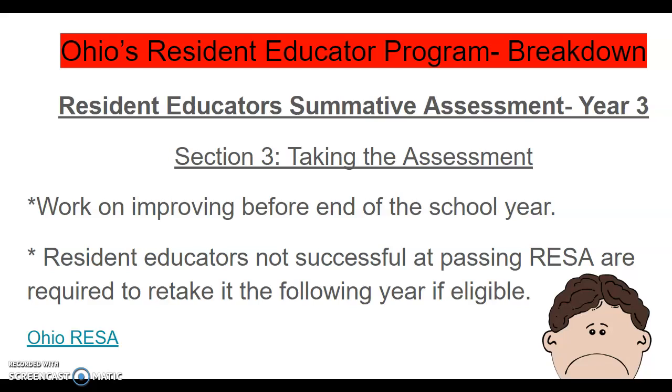If your score reports are low and need to be improved, you only have that current school year to improve your scores. If you're unable to pass RESA due to your assessments being lower than expected, then you are required to take it again the next school year.